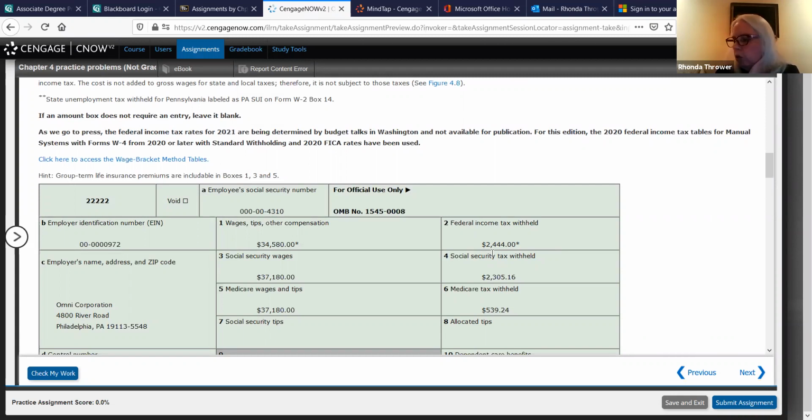$2,444. So again, the weekly wages was $665 that was subject to federal income tax. Look up on your table for single weekly paid person, the $665. Pick up the amount for the FIT for single, the weekly amount, which was $47. And then you multiply that by 52 weeks in the year. And that's how they're getting the federal income tax that would be entered in box 2 of your W-2 form.